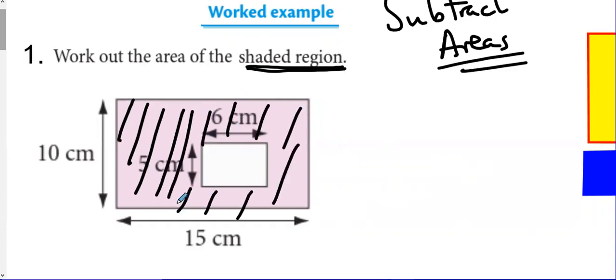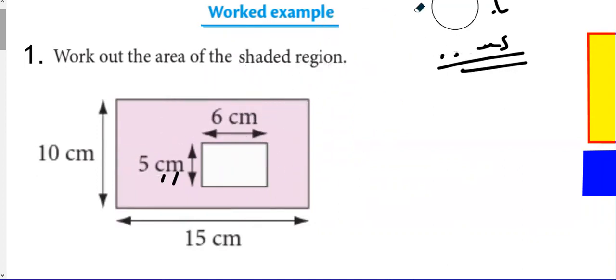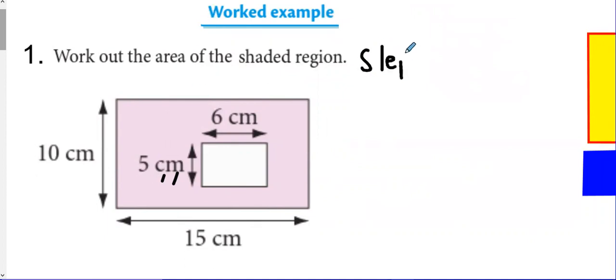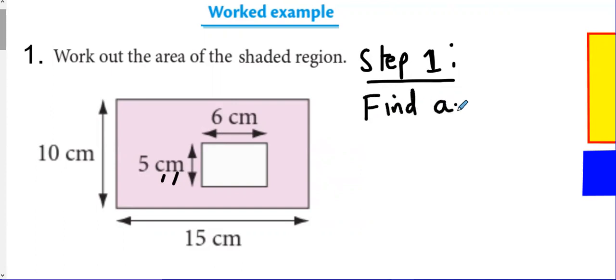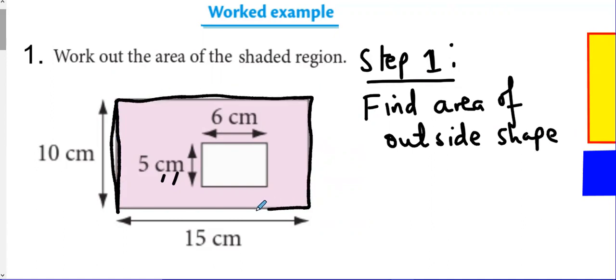So how do we find the area of the shaded region? Now we have a few steps to follow. Step number one on how to find the area shaded: you need to find the area of the outside shape. When I say the outside shape, it is this shape you see here. This is the outside shape.